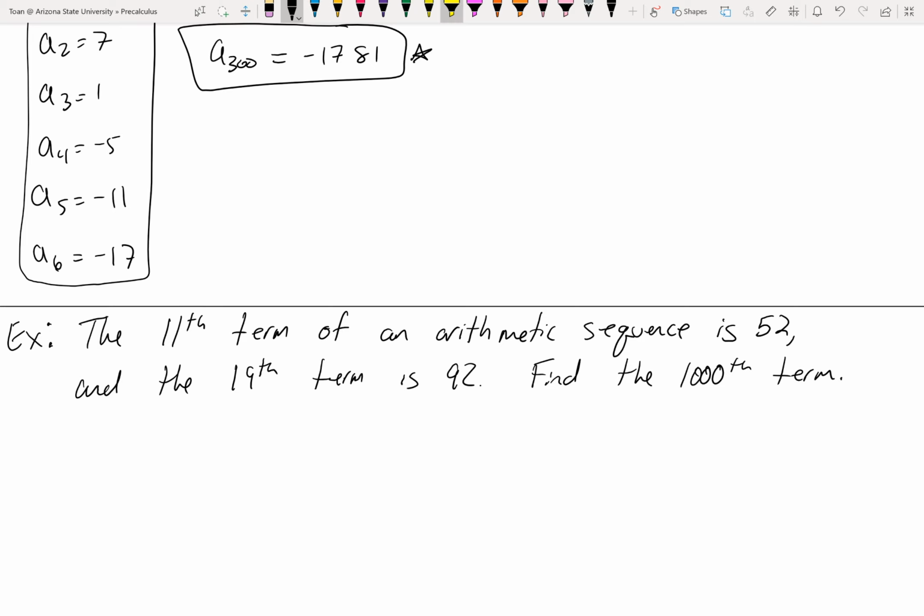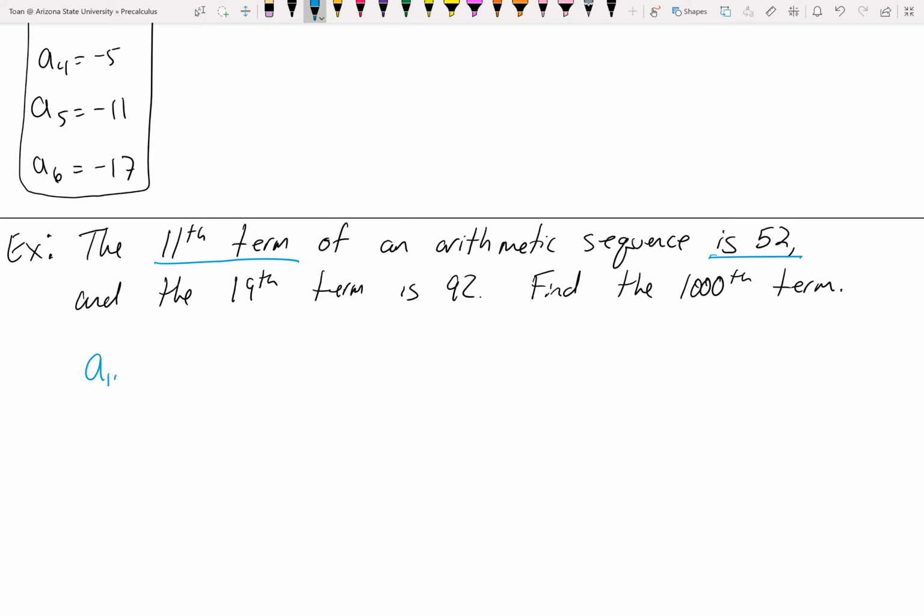So usually, if you were to erase all the information, and if you usually saw something like this, that usually means, hey, I need a formula so I can plug stuff in. That makes my life simple, right? 1000th term, that's really, really big. I don't want to constantly count to 1000. Let's use a formula. Let's go ahead and parse the information that they gave us. So they told us at the very beginning, it's arithmetic. That's key there. They told us the 11th term is 52. I'm going to write that symbolically. So what they just told me was a sub 11 is 52. They also told us that the 19th term is 92. A sub 19 is 92.